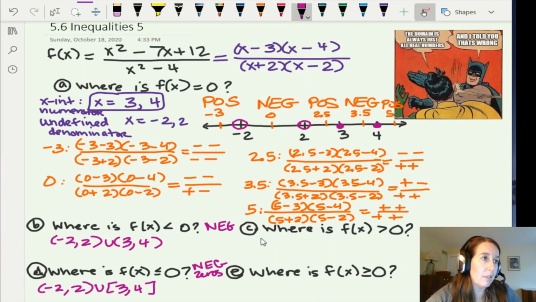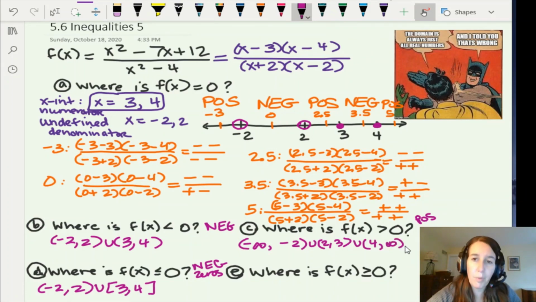Now where is f of x greater than 0? That's the positives. So that looks like, I'm kind of running out of room. Positives. Okay. It starts over here, negative infinity to negative 2. And then another positive is from 2 to 3. And then the final one is 4 to infinity, all parentheses.